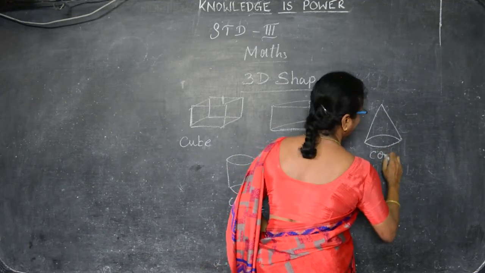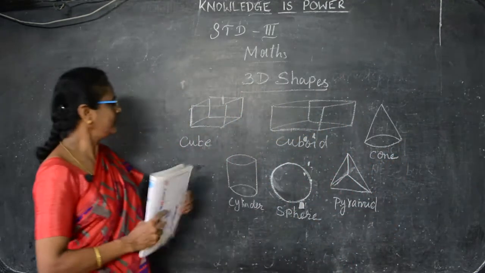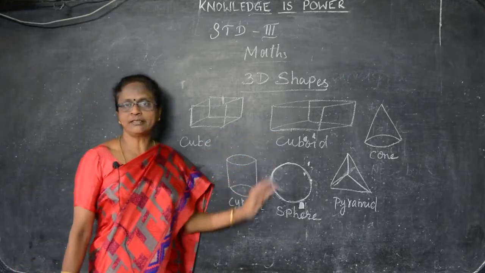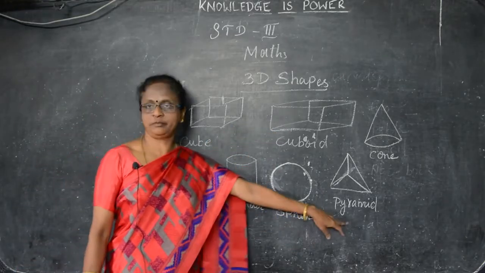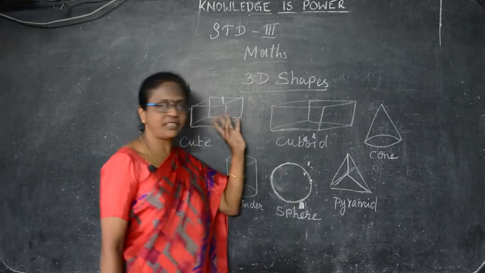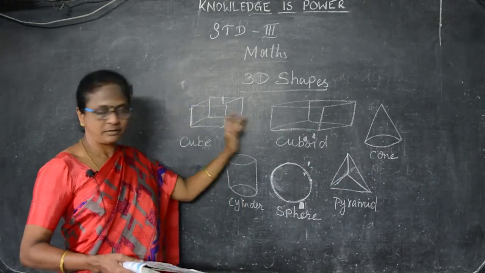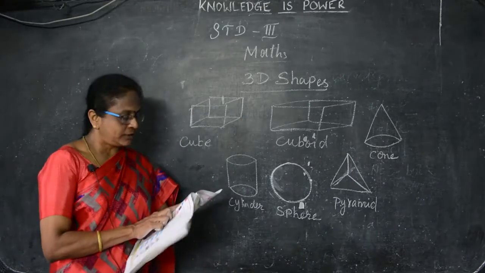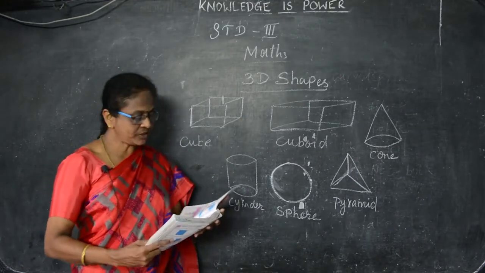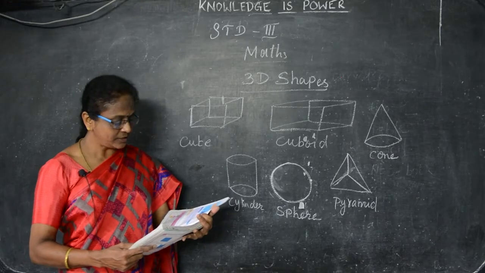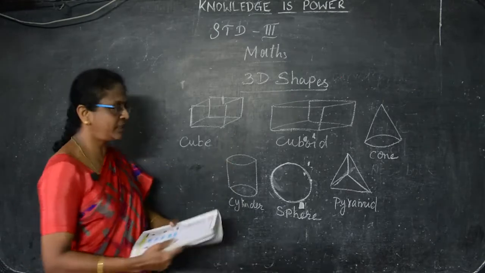So these are called the 3D shapes, that is cube, cuboid, cylinder, sphere, pyramid and cone. All these figures have length, width and height. So that's why they are called 3D shapes. 3D shapes have 3 dimensions: length, breadth and height. So these are called 3D objects.